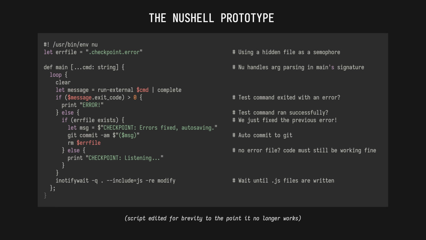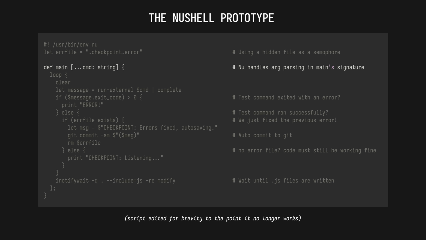As you can see, Savepoint is doing nothing particularly clever. I'm using a hidden file as a semaphore. Nu magically handles all args passing in the main signature. If the command exits with an error and the error file exists, that means we just fixed the previous error and it's time to auto-commit. And then we block until files are modified again.